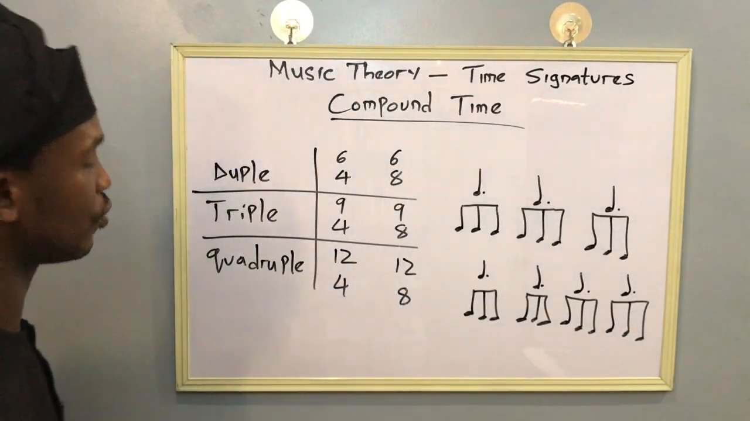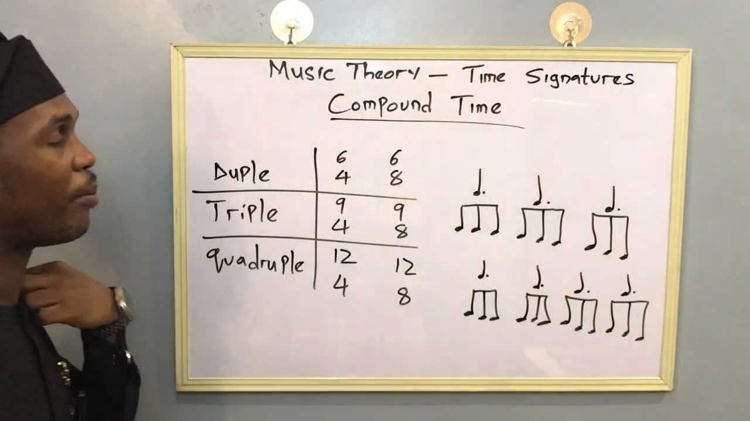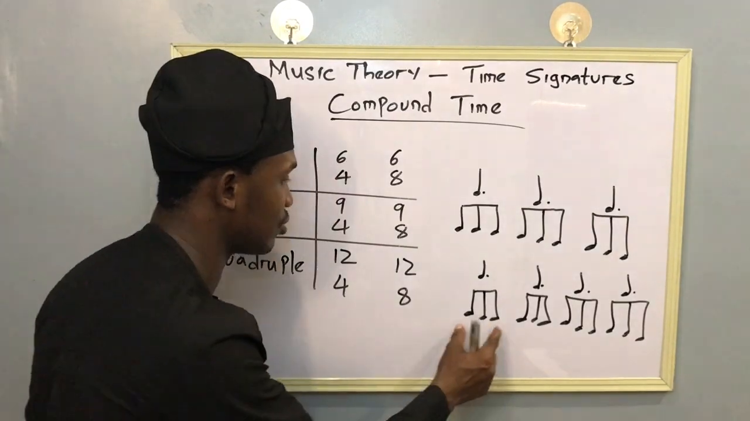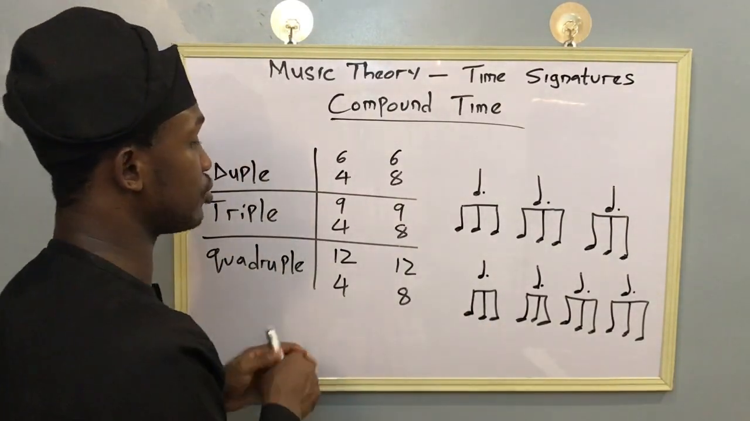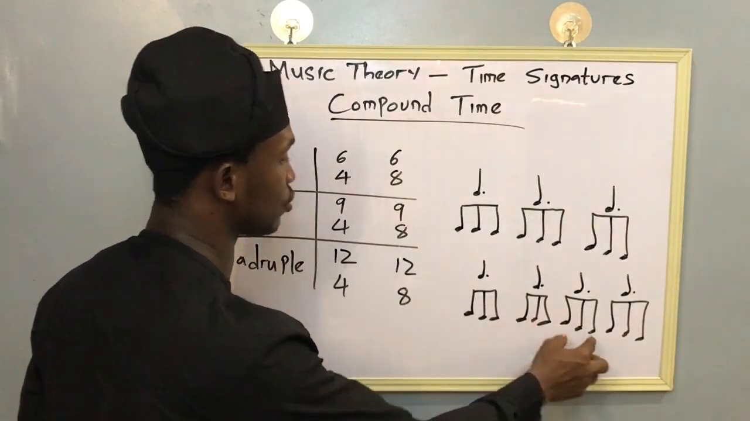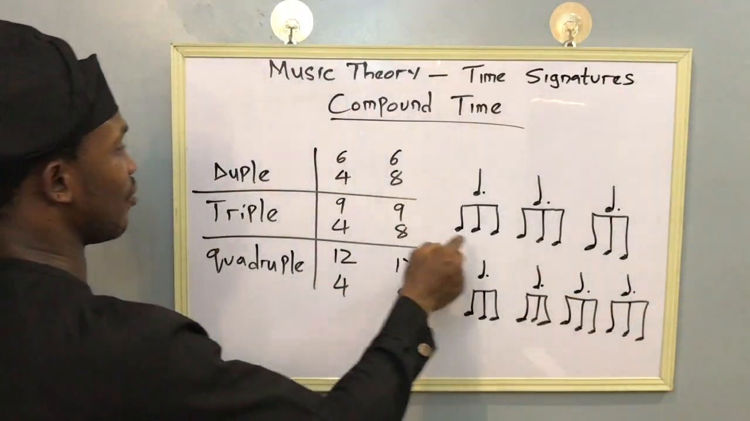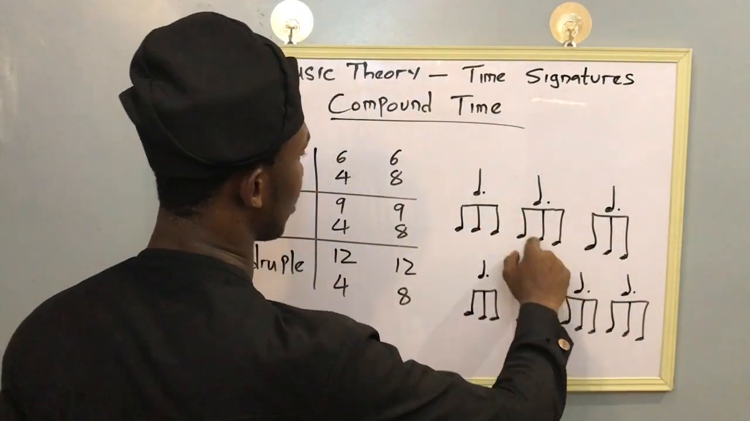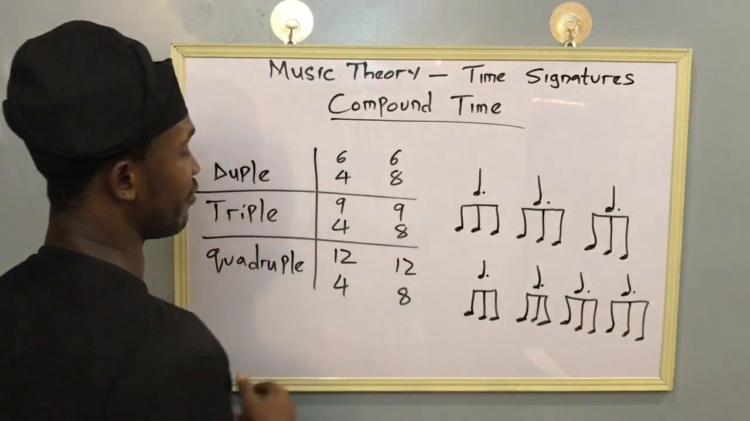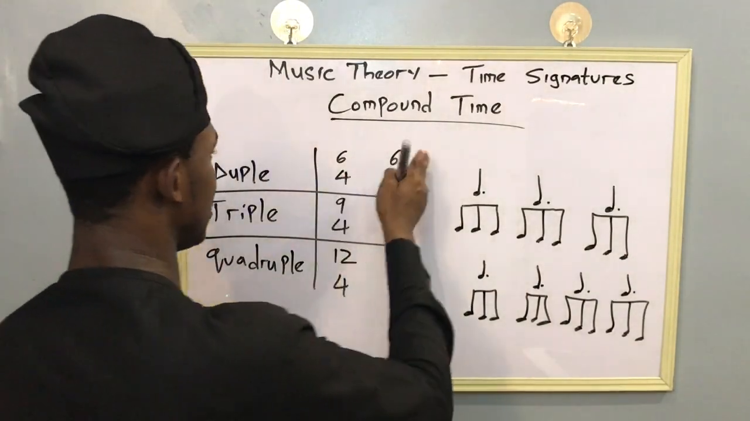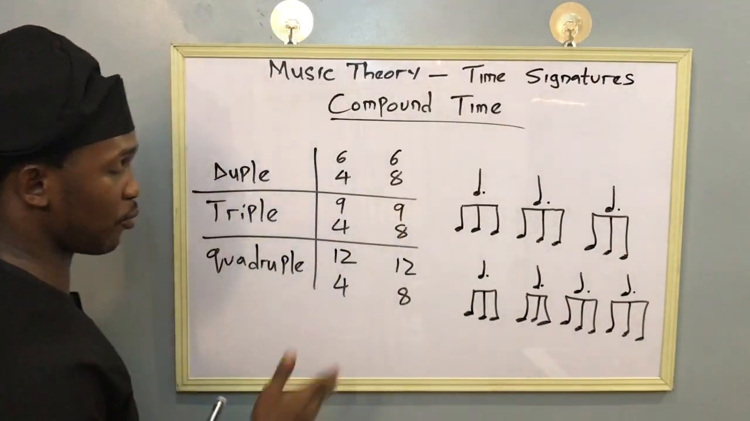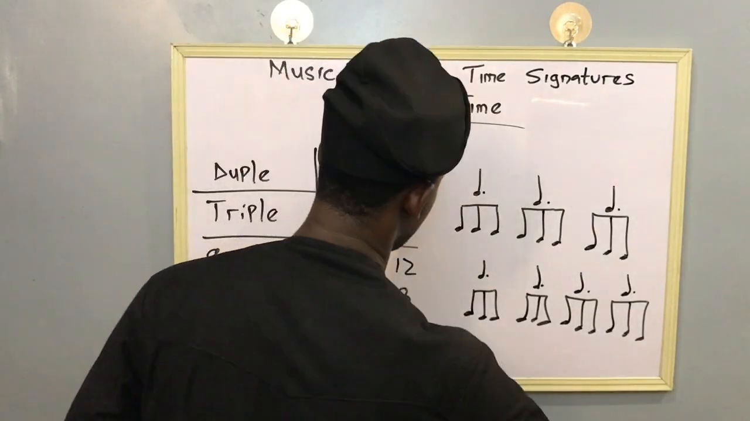Okay, so the basis for counting in a compound time is a dotted note, and that is why you see that this is a quadruple time. So we have the first dotted note, the second dotted note, the third dotted note, the fourth dotted note. Here we have the first dotted note, the second, the third. Okay, that is what gave us 9/8. And in the duple time, we've already explained that.